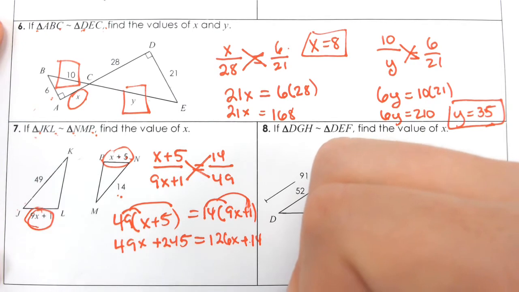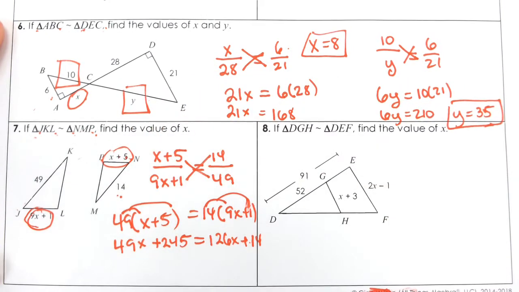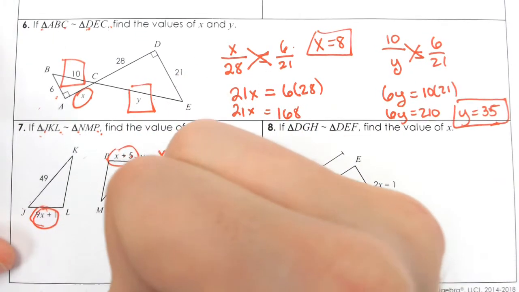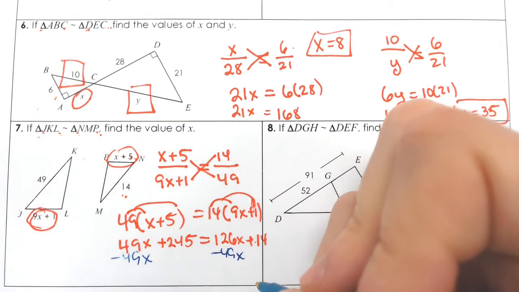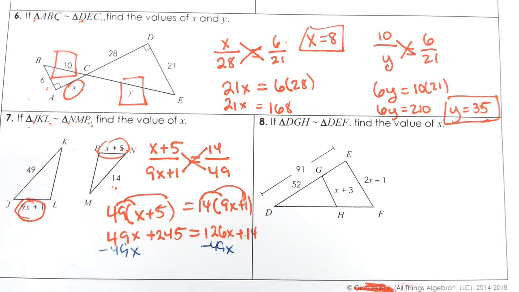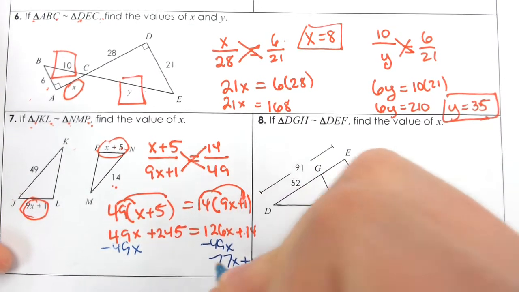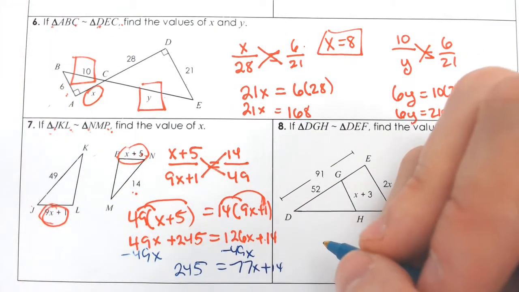Continue solving this by moving the x's to left side or right side. It depends on your preference. I'm going to move the 49. Subtract 49x, subtract 49x. And then we would get 126 minus 49 is 77x. Plus 14 equals 245. So it's a relatively bigger equation than we're usually having.